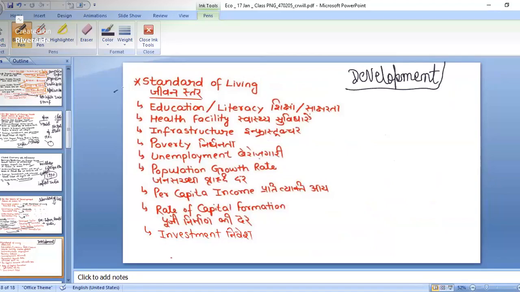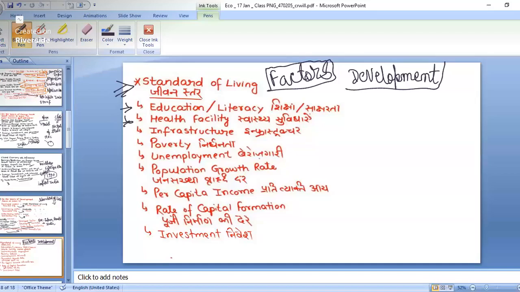So in the standard of living, what are all those factors we are seeing? Suppose they want to check the standard of living of some countries, so what are those factors we are seeing? Remember all these factor names. Particular questions are asked from this also, as all these factors come under the standard of living criteria.